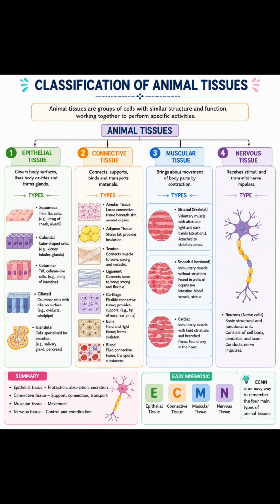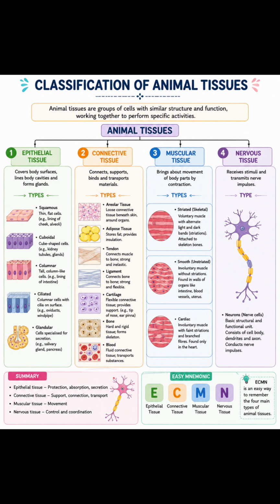Next is the blood, which is the most important or specialized connective tissue which is present in our body. It is doing the major transport in our body. It is also taking the waste material from our body and excreting it out. So blood is the most important specialized connective tissue.